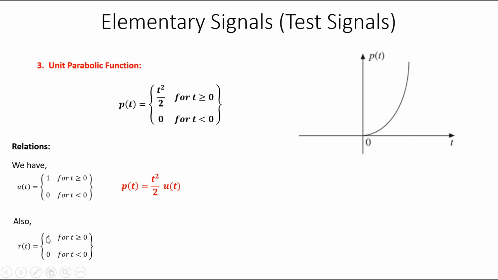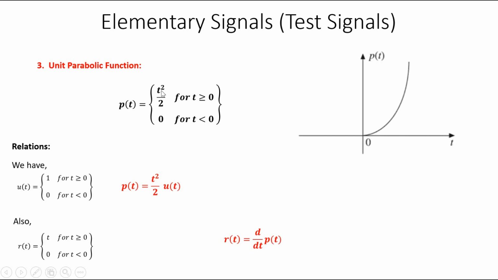So if you are looking here, say you are differentiating p of t, which means you have to differentiate t square by 2 for this time period. The differential of t square by 2 is 2t by 2, so that is t, and here 0. So it becomes r of t. So the differential of p of t is r of t, so r of t is equal to d by dt of p of t.